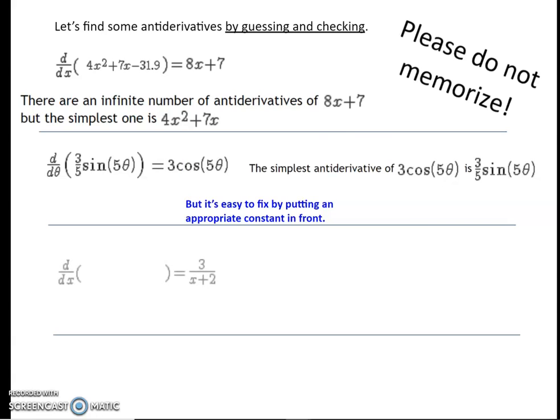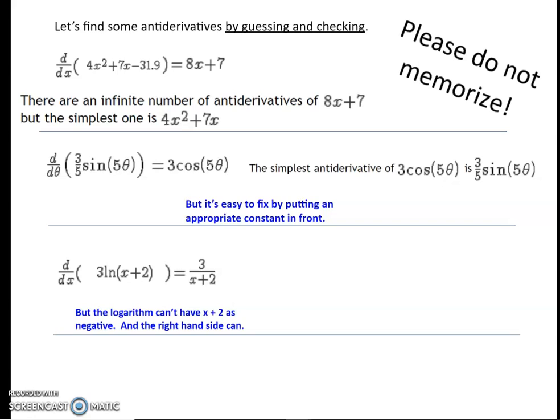Okay, let's do a tricky one. What's the derivative of this? The derivative of what gives you 3 over x plus 2? Well, if you know your logarithms, you can guess it's going to be that. The only problem, and this is a technicality, it's kind of tricky, is that on the left-hand side, you can't have a negative inside the logarithm. On the right-hand side, you actually can have a negative in the denominator.